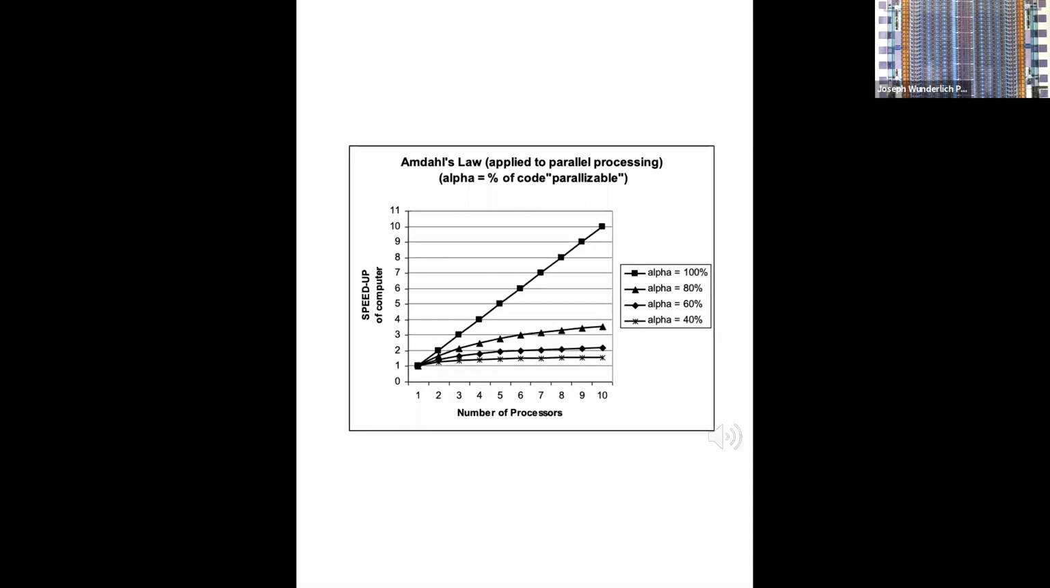It's the same graph, essentially, but we're now looking at numbers of processors or cores on the x-axis versus the speed up of the computer. And the alpha here is the percent of code that can be made parallel, applied in parallel processing. So, as you can see, the optimal here is double the speed for 2 cores, triple the speed for 3 cores.